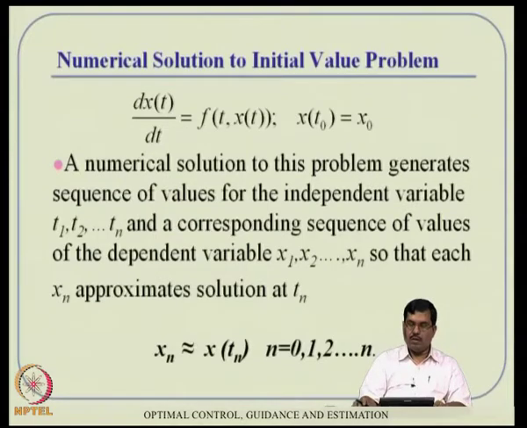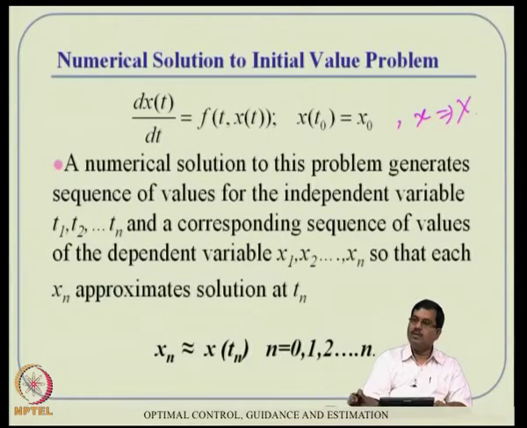Then how do you get that? So, numerical solution to initial value problems. This is the problem eventually: dx by dt is f of t, x, with x of t0 equal to x0, and remember this can be in general a vector x.